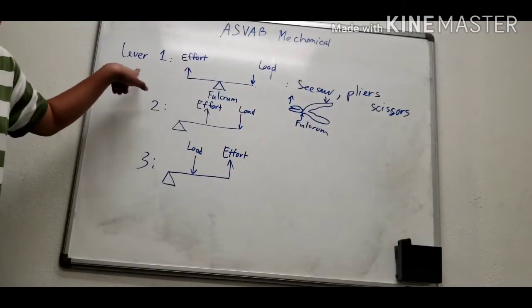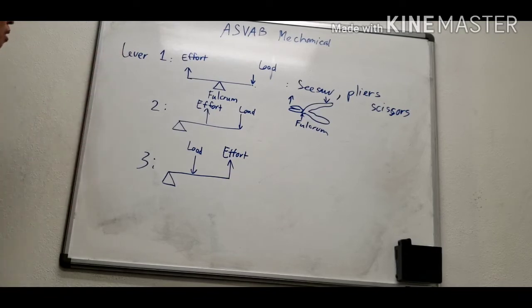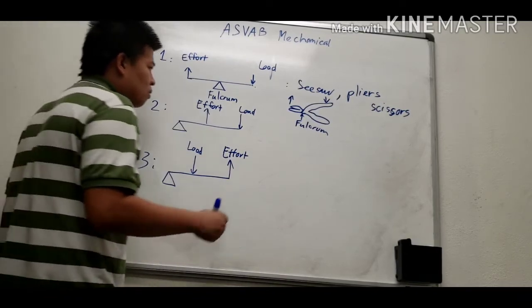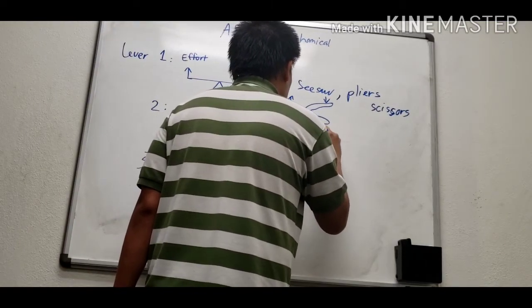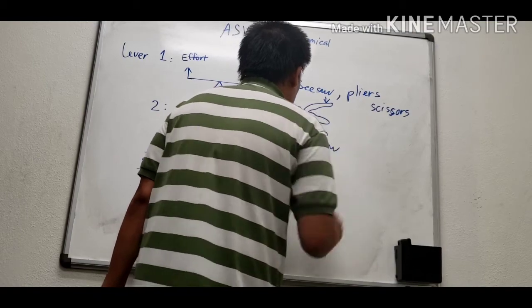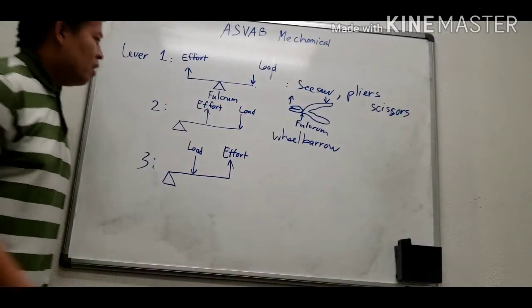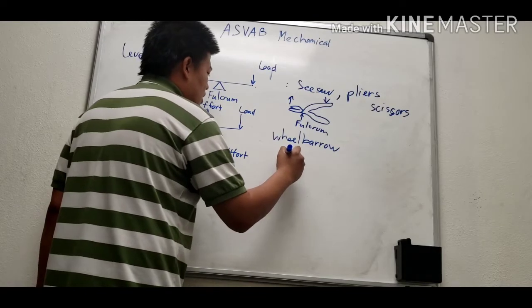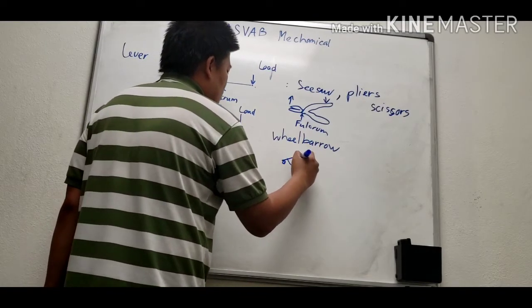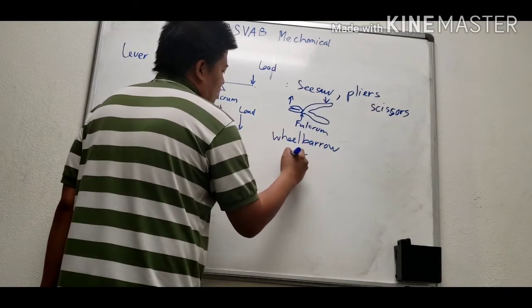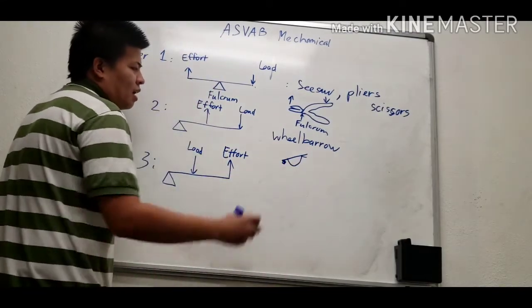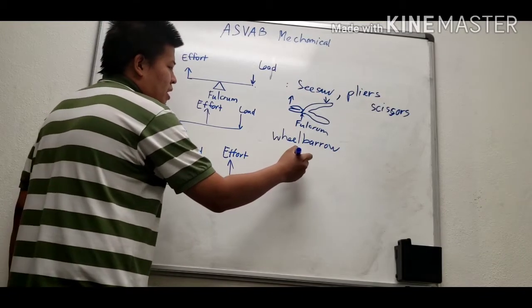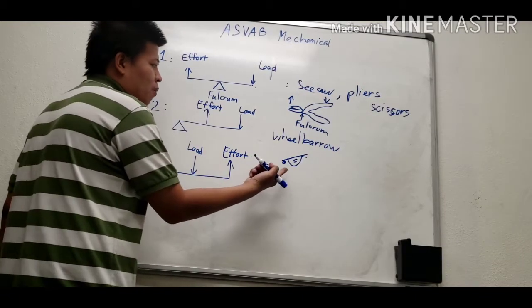The same with level number 1. Level number 2 is about the wheelbarrow. The wheelbarrow is what we carry on the construction area. For example, the worker carries the material inside the wheelbarrow.